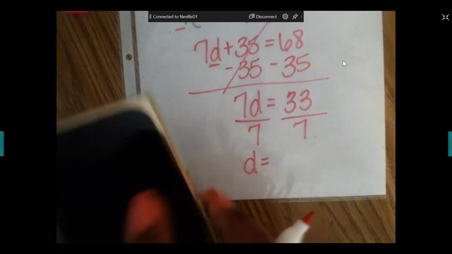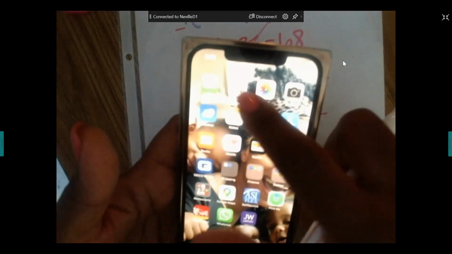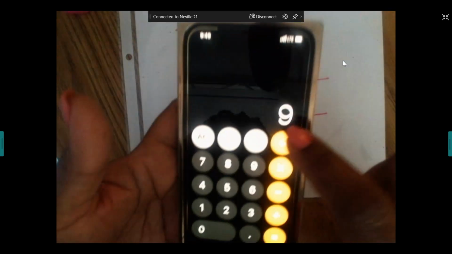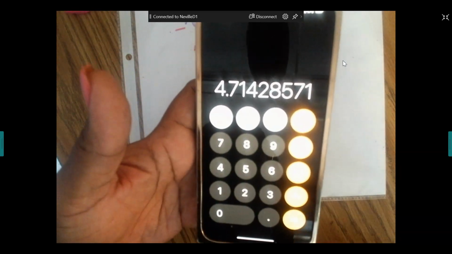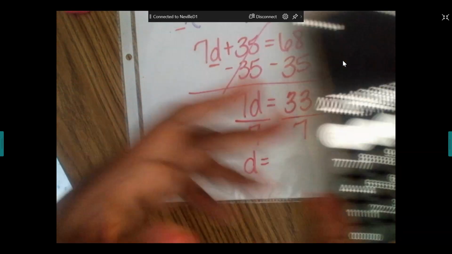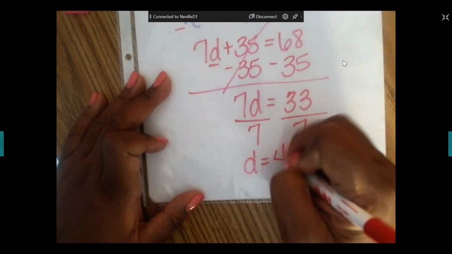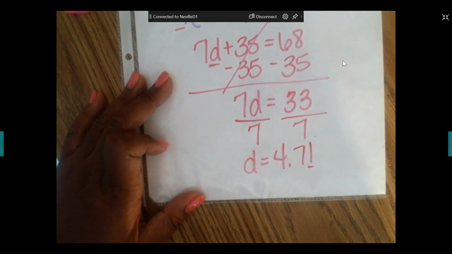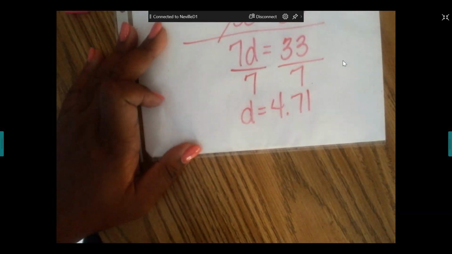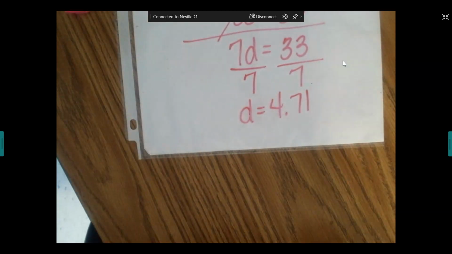Okay? So we'll use our calculator here. 33 divided by 7, 4.71. Remember, when we have a decimal answer, we always go to the hundredths place. Okay? 4.71 is what D would equal.